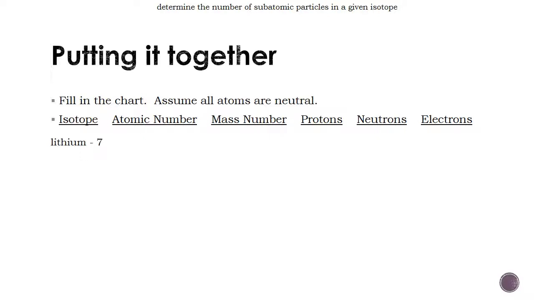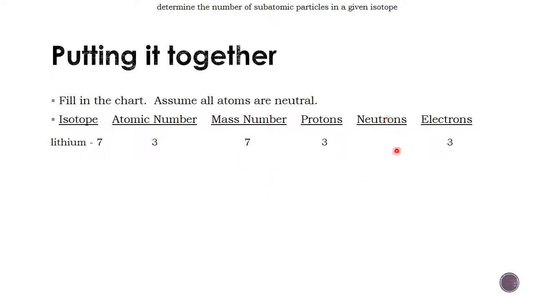The first one we have here is lithium 7. Based on that, we should be able to fill in everything else here. The first thing I'm going to do is find lithium on the periodic table, and you'll notice it is atomic number 3 there on the left side towards the top. If it is atomic number 3, that tells me there are 3 protons in the nucleus, and because it's neutral, that also means there have to be 3 electrons. Now, recall this number 7 we see here is the mass number of that particular isotope. So we can just fill that in, 7.